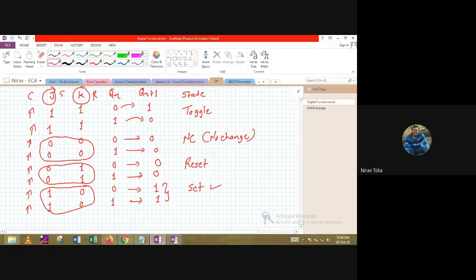But what is the main application of the JK flip flop? It resolves the problem of the invalid state of the SR flip flop. That is the main application of the JK flip flop.